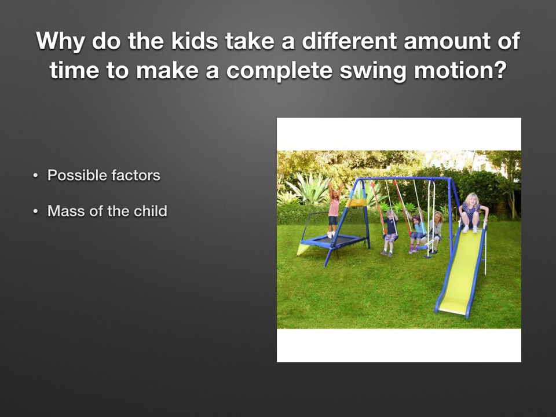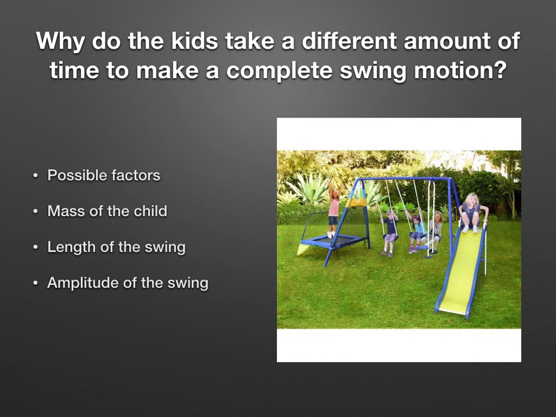Another possible factor, we might notice that the swings are slightly different length. And so maybe it's the length of the swing that makes a difference in how long it takes to make a complete swing. And then we may also notice that they're going different distances. Maybe one kid is going farther back than the other. And so we decide, well, maybe it's the amplitude that makes a difference in the time of the swing. So all of these are the possible factors. All of these could be variables.